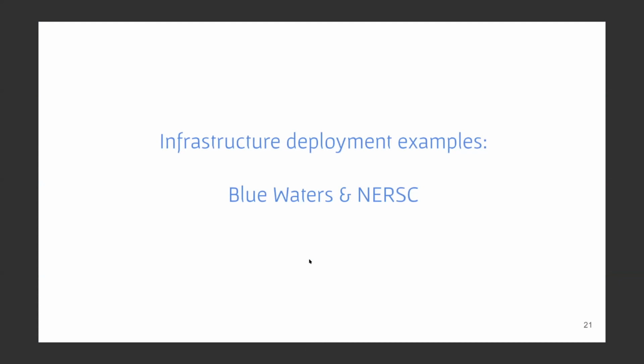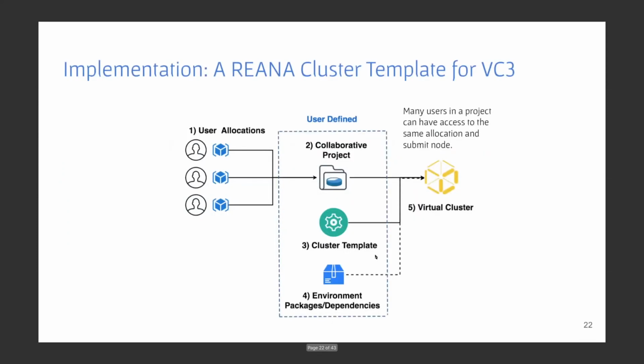Now, I'm going to show a few deployment examples. There is Blue Waters and NERSC. But before that, this is just a schematic of the templates that I mentioned before for VC3. So the user needs to, again, provide some user allocations into the HPC centers, and then they define a project. They choose a cluster template, and this cluster template, again, can be Condor, Spark, WorkQueue, or in this case, RIhanna plus Condor. And then they can define some environment that will provision specific packages that the workflow might depend on. So the part that we worked on is basically in creating this cluster template for RIhanna here in the middle of the schematic.